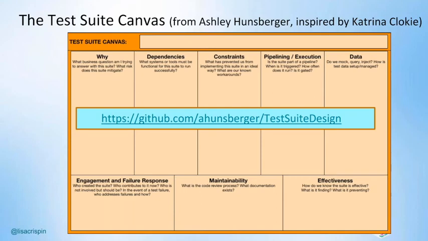You just go step by step through each set of questions, or through each square or rectangle on the canvas. And so you pick a test suite. So maybe you've got your API test suite, for example. And then you start by talking about what business question am I trying to answer with the suite? What risk is it mitigating? And then that's a big discussion itself. You maybe can't do this all in one go.